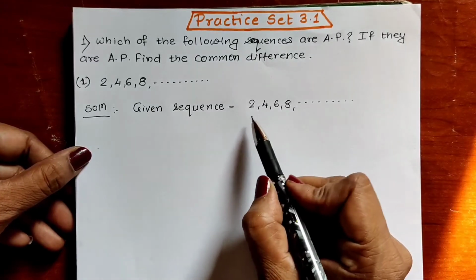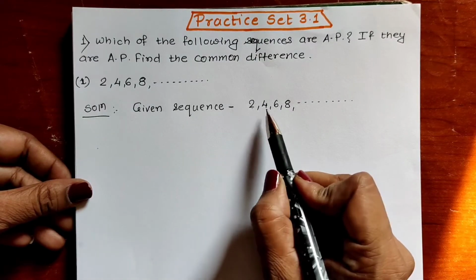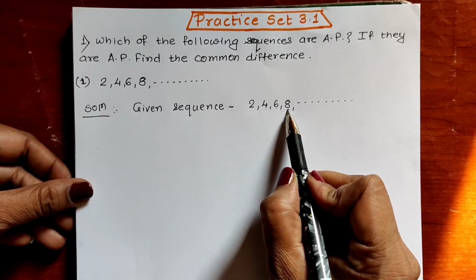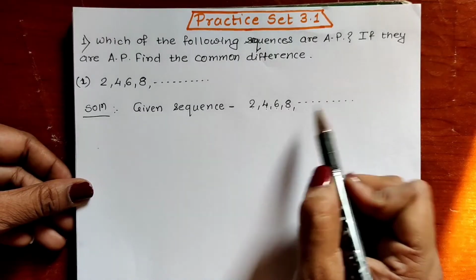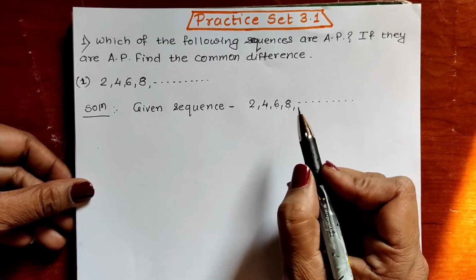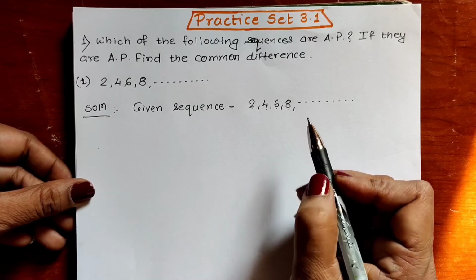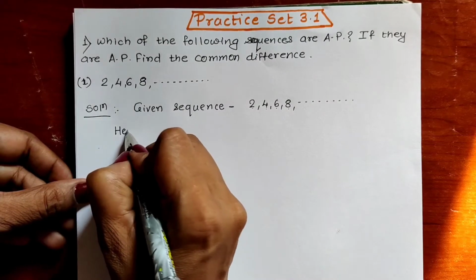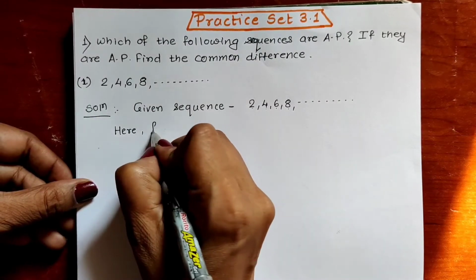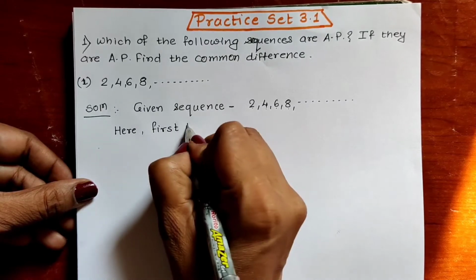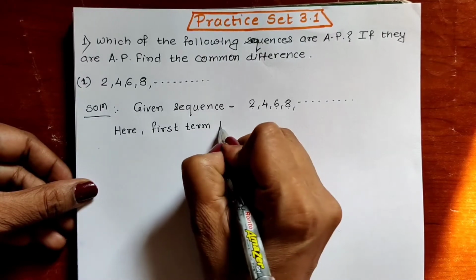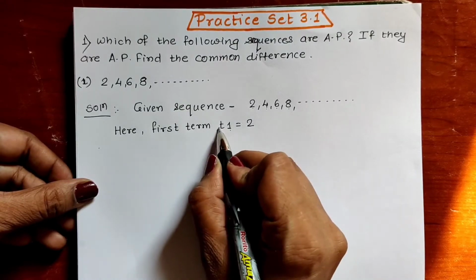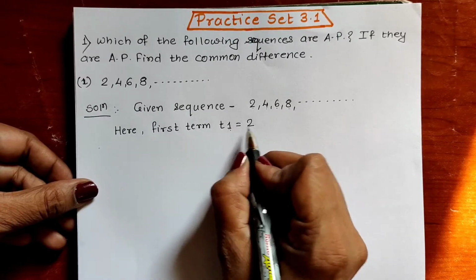In this sequence, 2 is the first term, 4 is the second term, 6 is the third term, 8 is the fourth term, and so on. Various terms are there. So terms are denoted by letter T. As this is the first term, we are going to write here first term T1 equal to 2. T1 means first term. T means term and 1 means first. So T1 equal to 2.